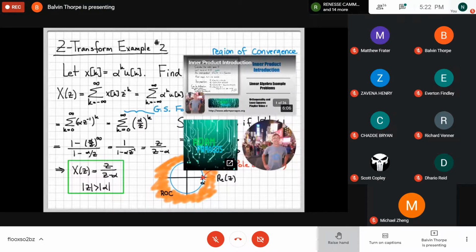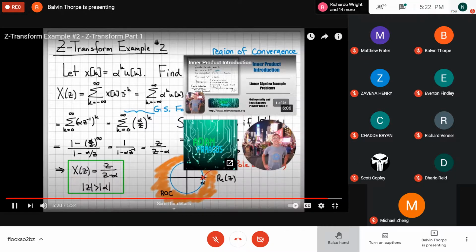So that wraps up this example. Starting with a discrete time signal x of k, we have computed its z transform, we've found the region of convergence, we have sketched the region of convergence, and we've identified the pole of X of z, which is a spot in the z-plane where X of z equals infinity.